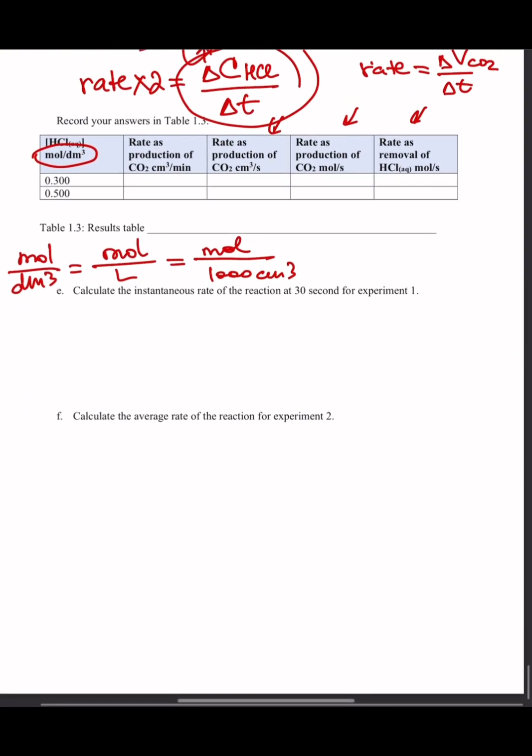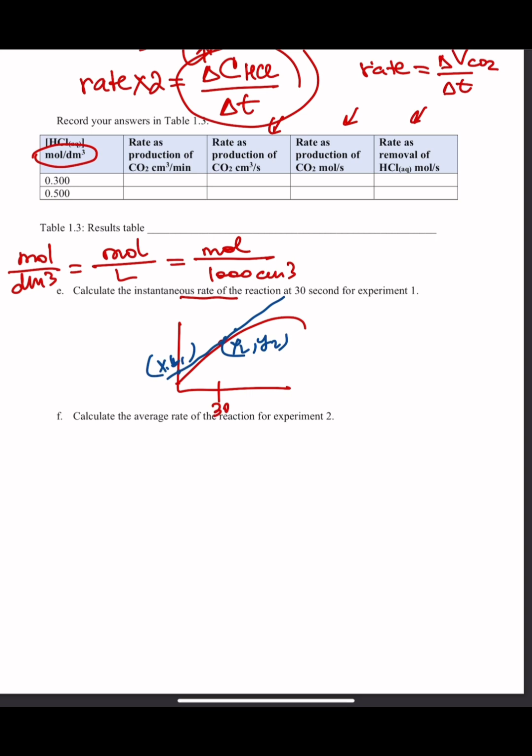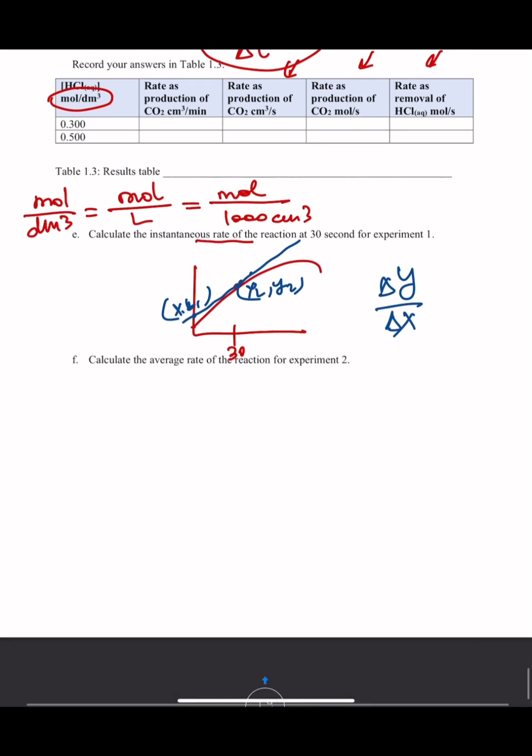And then calculate the instantaneous rate. You know that once you have your graph, whatever the 30 seconds is, you're going to pinpoint this and you're going to draw your tangent and you will measure. So this would be x2, y2, and this would be your x1, y1, this point. And you will do delta y over delta x and you get your answer.